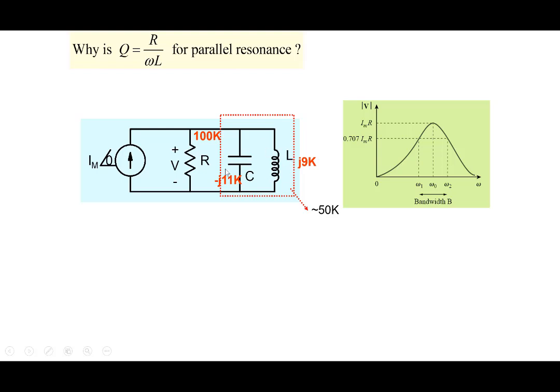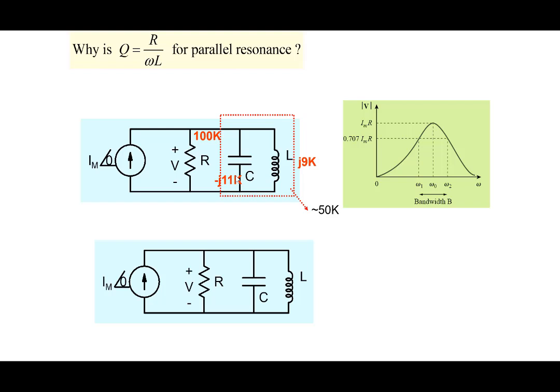They will have an impedance of J9 and J11, so you can calculate what the impedance will be here. And at resonance, of course, the two of them will exactly cancel each other, so you'll simply get 100K, right?